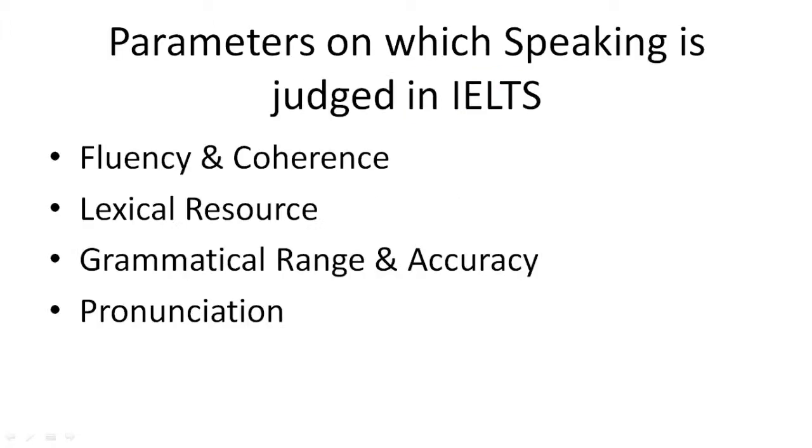So let's begin. Before preparing, you should know on what parameters your speaking is going to be judged in IELTS. There are mainly 4 different parameters, which are fluency and coherence, lexical resource, grammatical range and accuracy, and the last one is pronunciation. If you want to know more about all 4 categories, click on the link above, which is shown on the upper right hand corner.